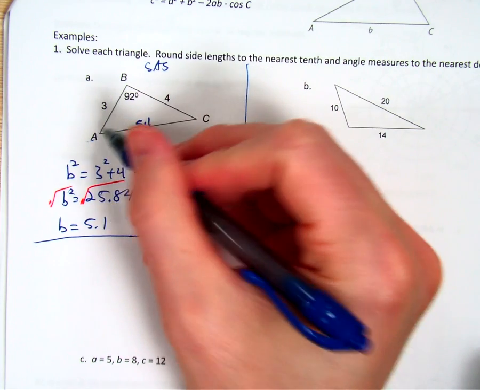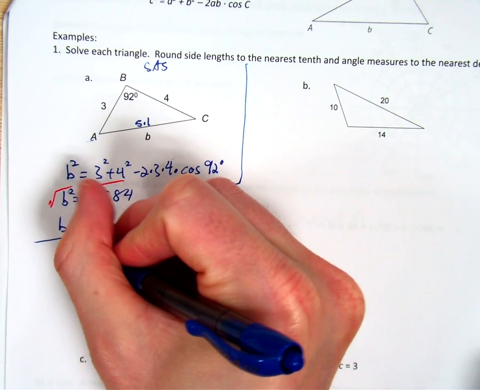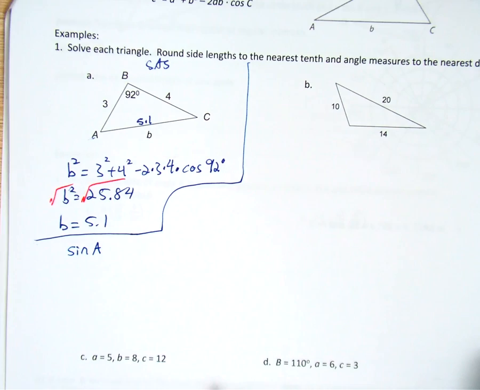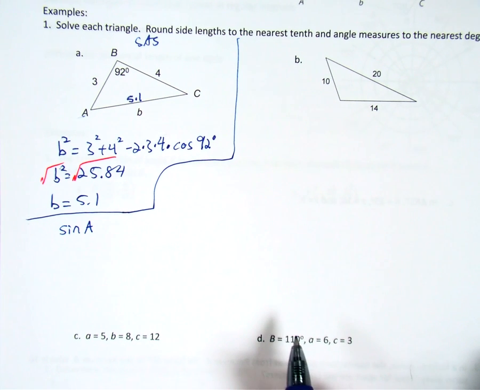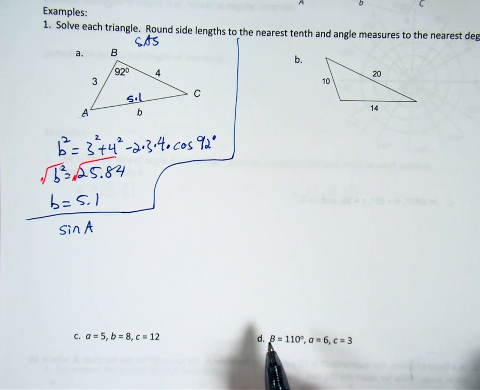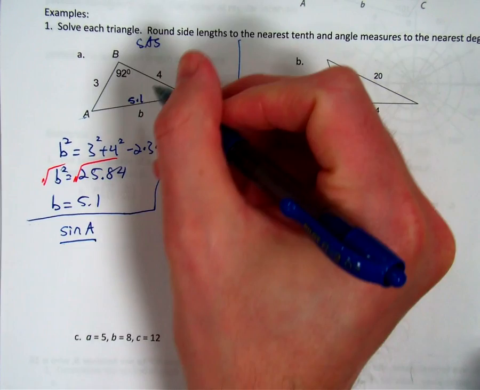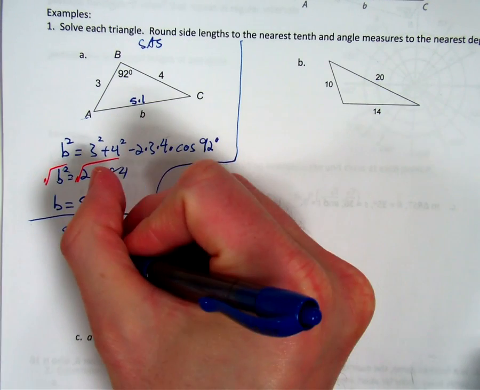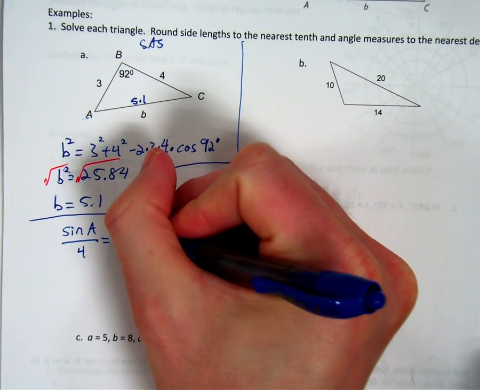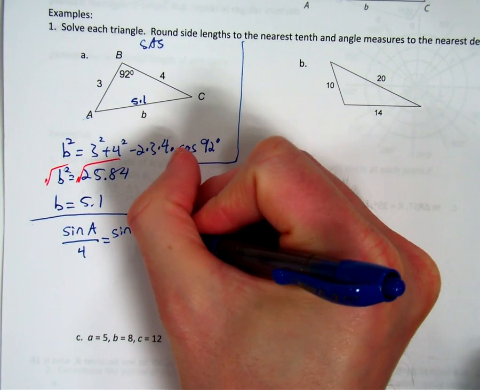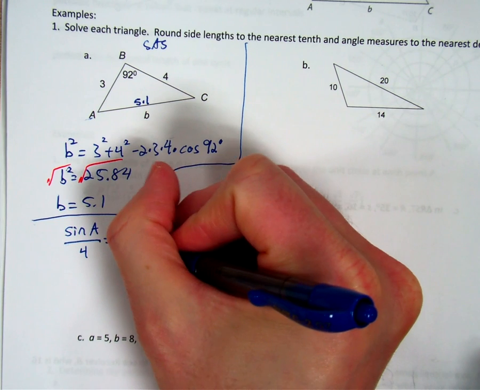So we're going to find A. We're switching gears, law of sines now. When you do law of cosines, you're probably only going to have to do it once, and then switch over to law of sines once, and then maybe one other little formula. Sine of A over 4 equals sine of 92 over 5.1.